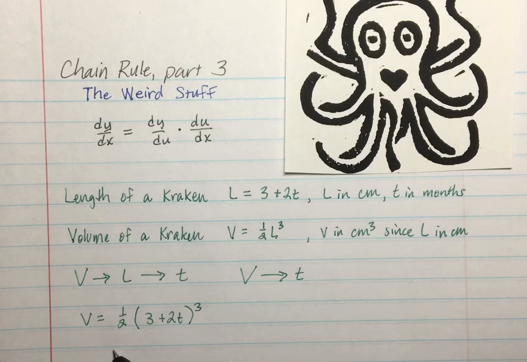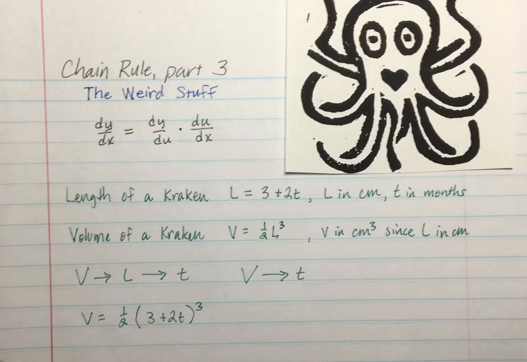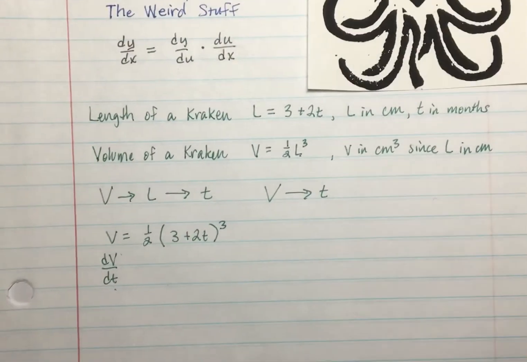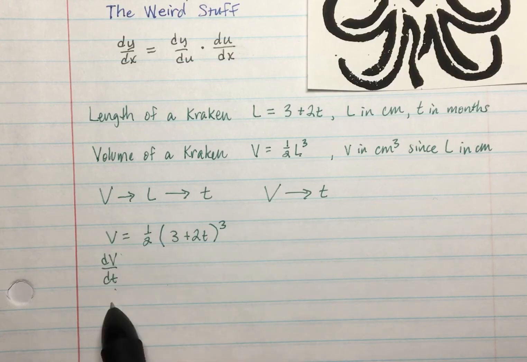So if we know the time, the age of the Kraken, then we know the volume of it without having to calculate its length. And we could figure out how fast that volume is changing as time goes by by taking the derivative. So dV/dt, I'm going to use the dy/dx notation, because we have so many variables going with L's, V's, T's, all that. So we'll stick with this notation. It's saying change in volume over change in time.